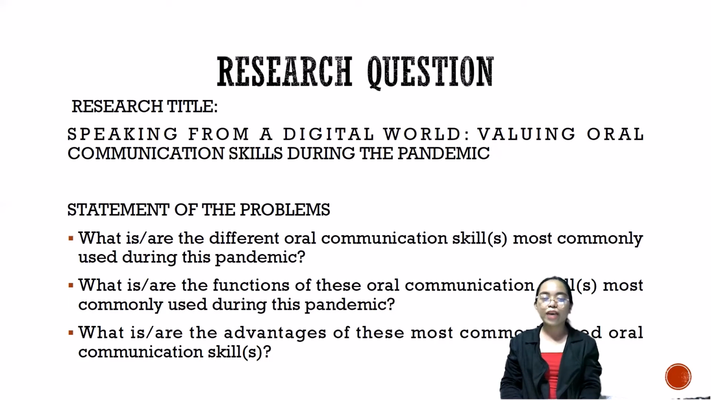Next on the list, we have: what is or what are the functions of these oral communication skills most commonly used during the pandemic? In the second statement of the problem, we also want to identify the functions of the oral communication skills that we have already identified in the first SOP. Basically, we want to identify the different functions of the most commonly used oral communication skills in this time of pandemic.